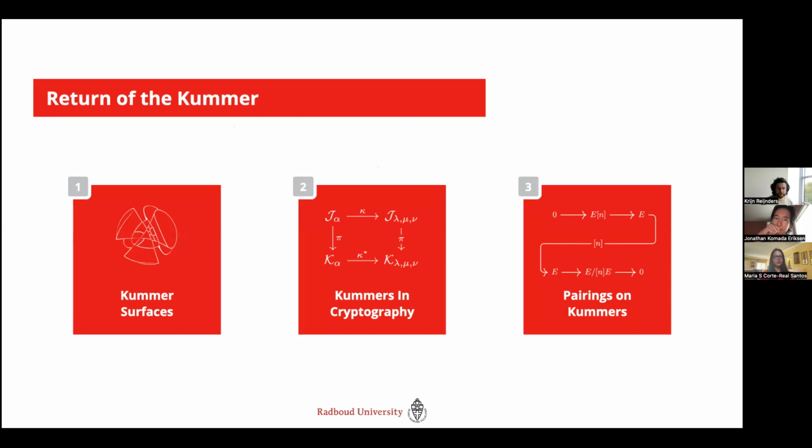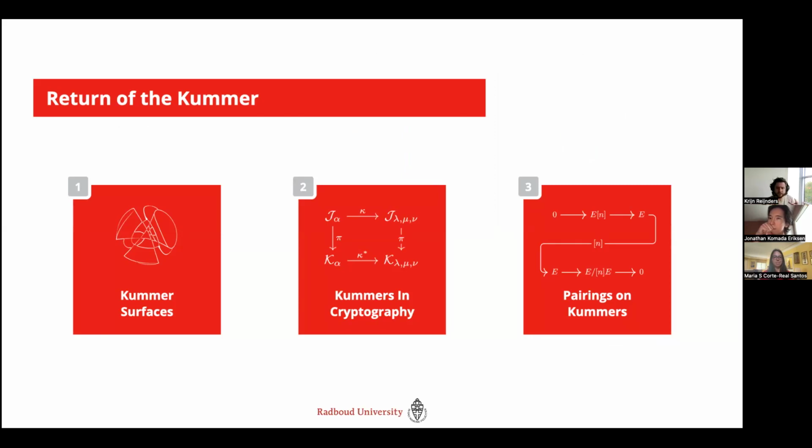So I'll do this in 3 stages. First, I'll go over these Kummer surfaces: where do they come from, and how do we see them in cryptography, how do we see them in pre-quantum cryptography already, but also how are we going to use them in post-quantum cryptography.